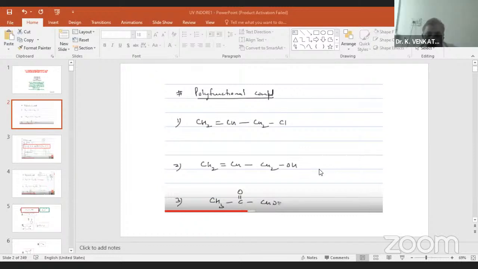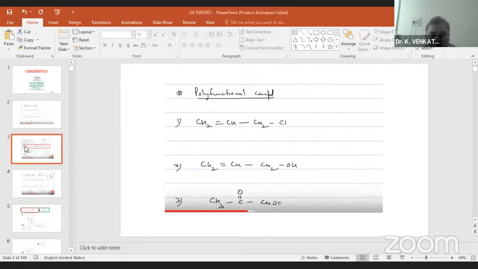So here, among the three compounds, two functional groups are present in each. In the first compound, halogen is present and a double bond is present. In the second compound, alcohol OH is present and a double bond is present. In the third compound, a ketone is present and an aldehyde is present. When polyfunctional groups come, I will explain one method that you can use very easily. That is very important.